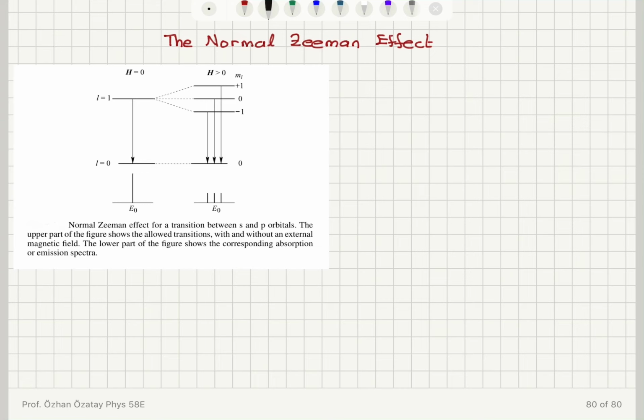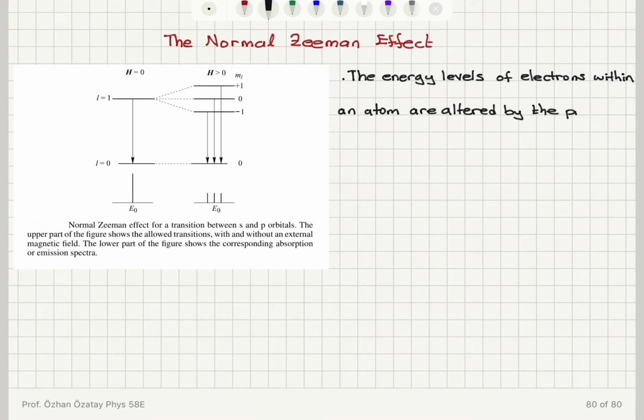So the first thing to note is that the energy levels of electrons within an atom are altered by the presence of a magnetic field.